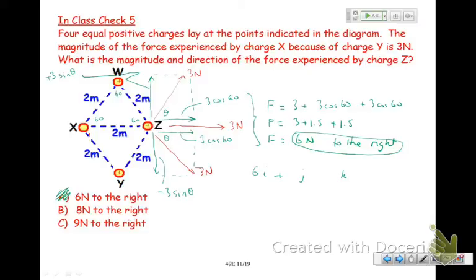6I plus 0J plus 0K. And what have I missed? Yes. Just because you put a whole bunch of IJKs down does not mean to say it doesn't need units. It needs units. So that's an IJK notation of the same thing.